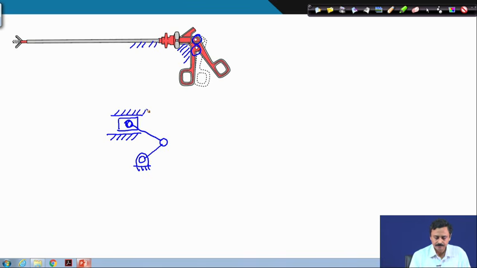So, this ground is the barrel. Let me then number the links. Ground is 1, 2, 2 is this finger grip, 1 is this finger grip, and this is link 3, and inside the barrel there is a slider which is number 4. Therefore, in this case the number of links is 4, number of joints is revolute, revolute, revolute and prismatic.